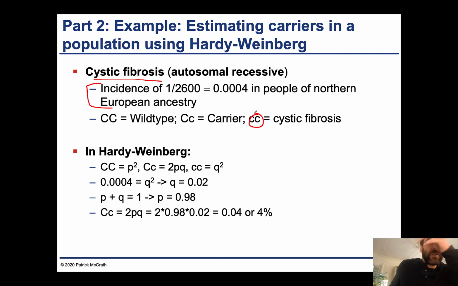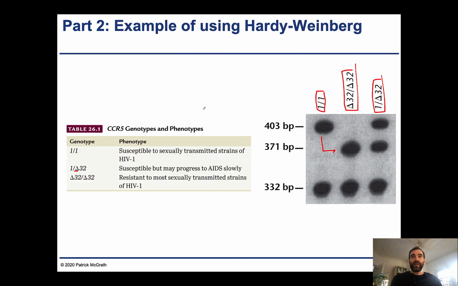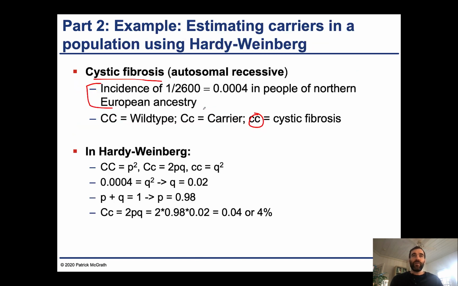But now I ask you the question: how common are carriers? So you might want to know how common carriers are in the population. And so how do you do that? You can do that by genotyping and knowing the genotype, with some sort of approach like this where you can genotype individuals, but in general that's often not the case, especially from like 15 to 20 years ago. And so you can use Hardy-Weinberg to calculate the carrier frequency.